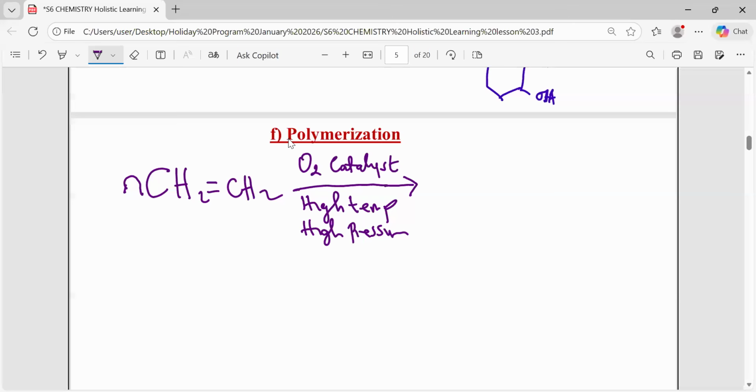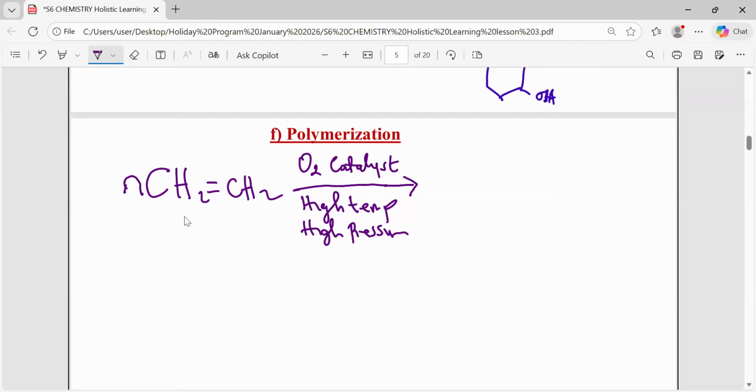So we say that in this reaction, polymerization, very many simple molecules combine to form one long chain molecule. I believe that is the definition of polymerization, where you have small molecules, the ones we call monomers, combining to form a bigger long chain molecule, the one we call a polymer. And that's what we call polymerization.